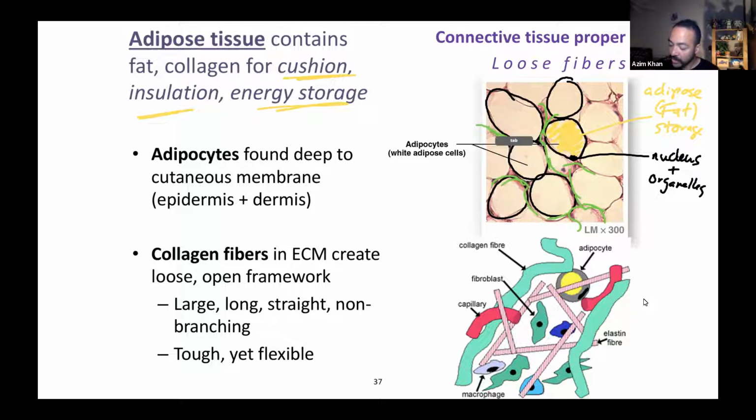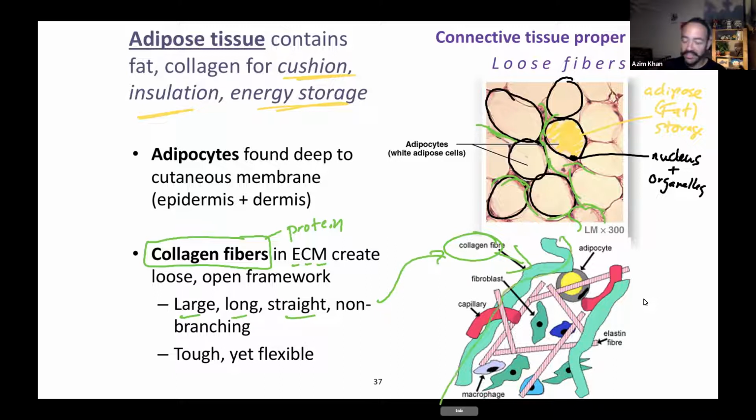What I'm coloring here in green, and also in this illustration here on the side, these are collagen fibers. Collagen is a type of protein found in the extracellular matrix, and it's creating this loose open framework. Collagen fibers are proteins that are large, long, relatively straight, and they don't really branch. The benefit of collagen is that it's tough yet flexible.